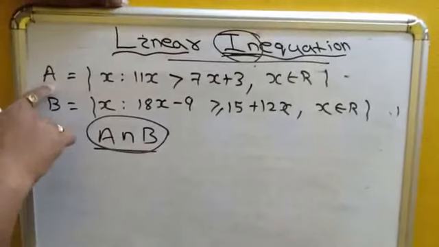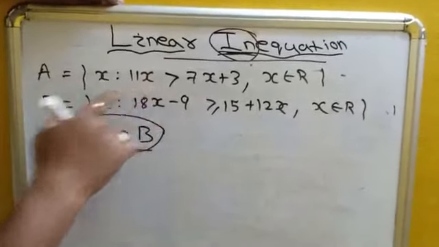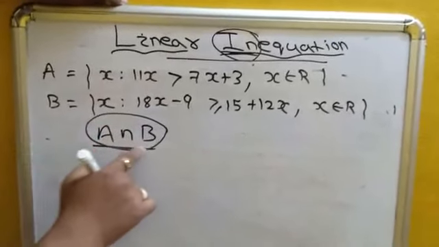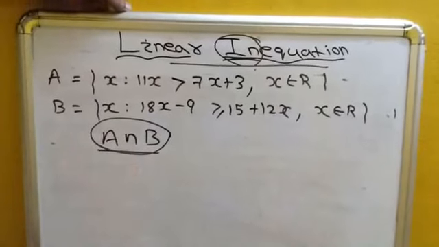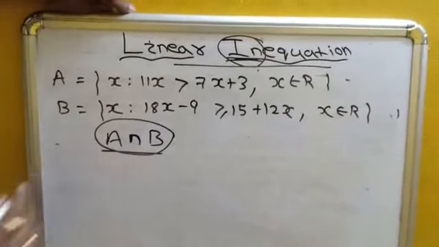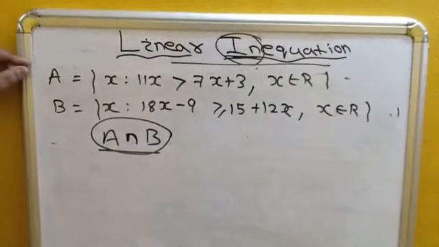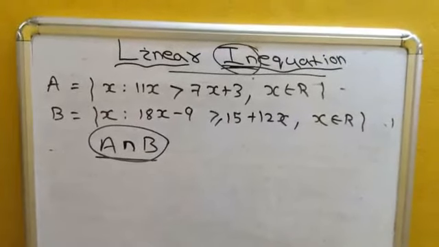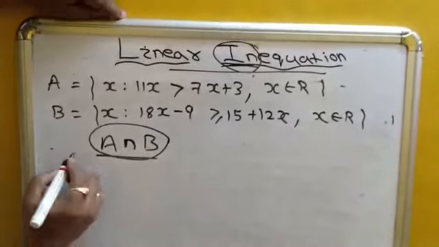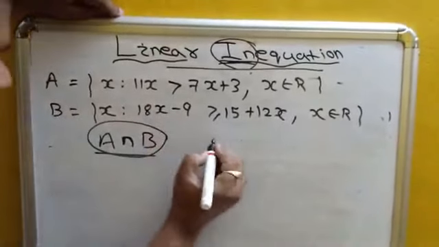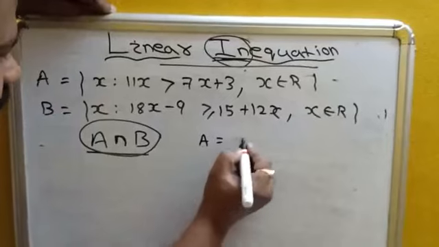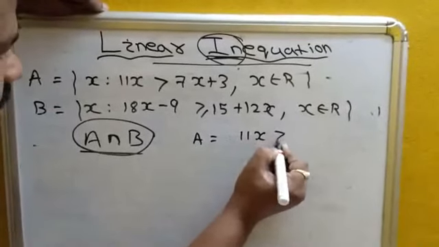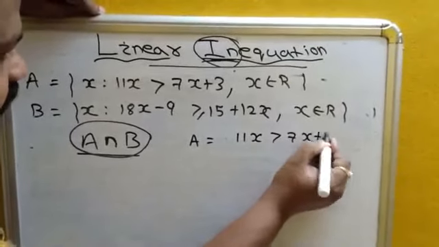You have to solve A equals to how much, B equals to how much, and after that you write A intersection B. A intersection B means the common values of A and B, and you have to write it on a number line. So first you solve for x. A equals to, given here, 11x, 7x plus 3.